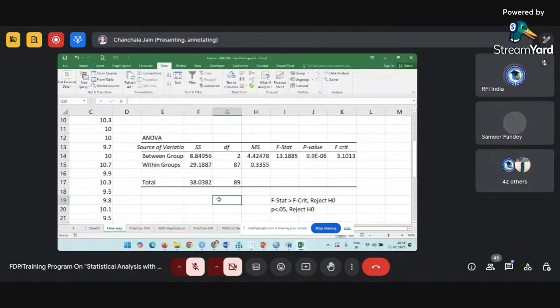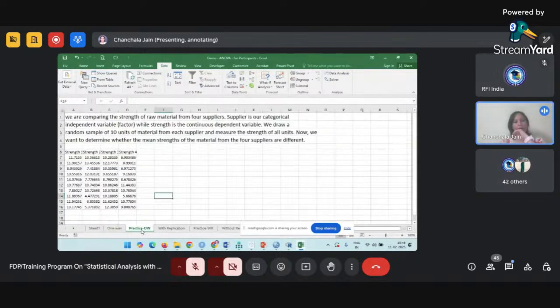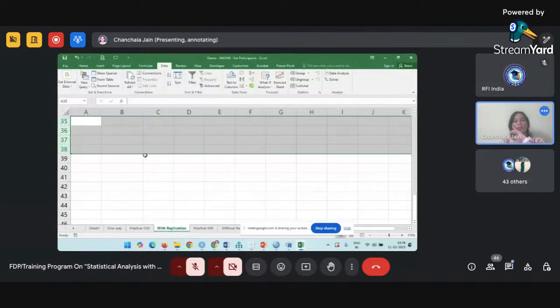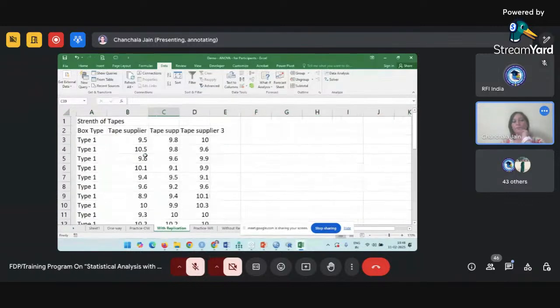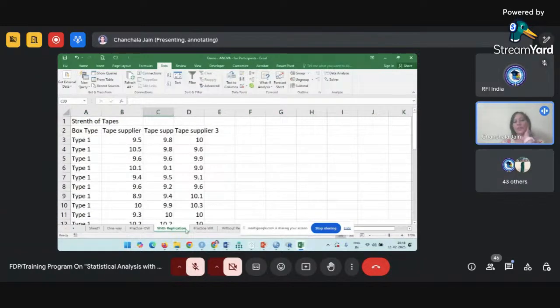Fine. So the next sheet is for your practice purpose. This is the practice sheet of the one-way ANOVA. You can use this for your practice. You can read the problem using the data and solve the problem, right? I'll come to the next sheet, which is starting here with the two-way ANOVA. This is the practice sheet of WR, meaning with replication case. With replication, I'll explain what it means here.